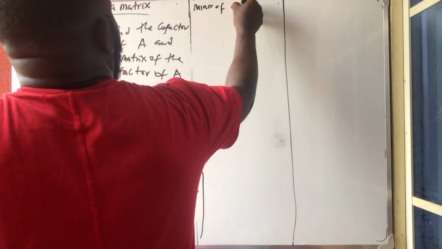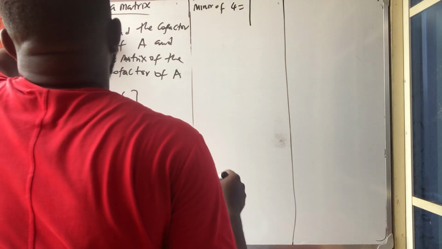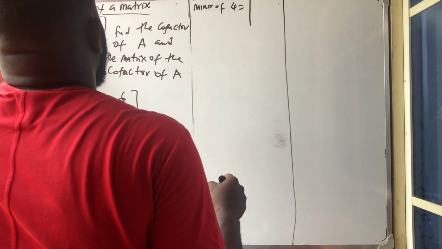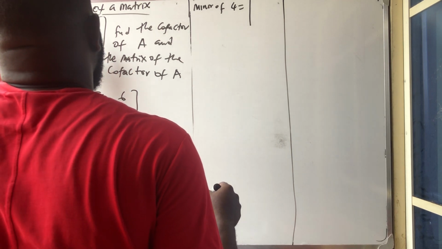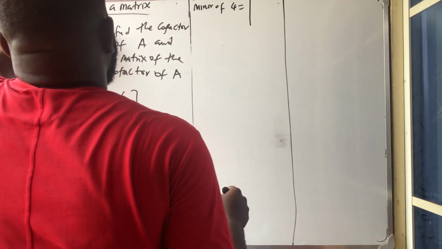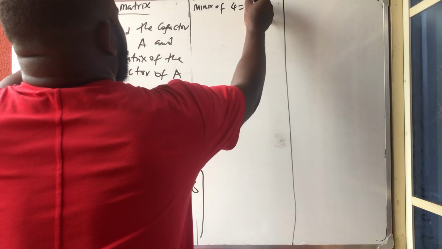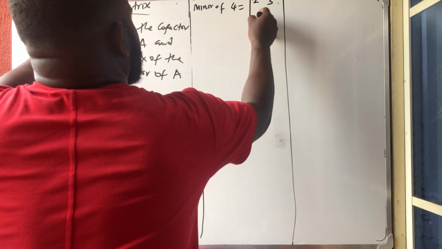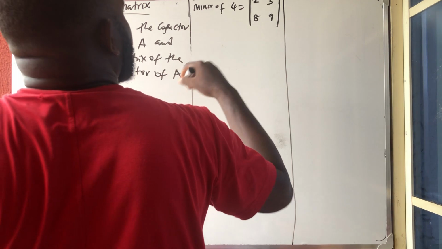Minor of 4 is simply close the row and column of 4. So I'm left with 2, 3, 8, and 9. Close the row and close the column. So I'm left with 2, 3, 8, and 9. Okay, so what do we have now?